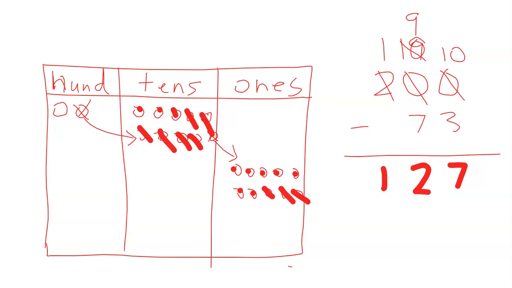127. Let's check it. 7 plus 3 equals 10. Yes, that's correct. And 2 plus 7 equals 9. That's correct. 1 plus 0 equals 1. That's correct. So I know 127 is correct.